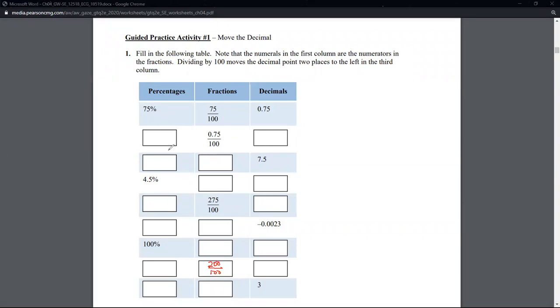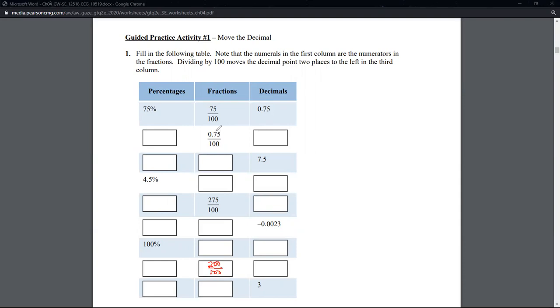So our goal is to get 1, 2, 3, 4, 5, 6, 7, 8, 9, 10, 11, 12, 13, 14, 15, 16 answers. I will do the first two with you. We'll do these together, and then I'm going to let y'all work on the rest. So I'll give you maybe 5 minutes to work on a pair, and then I'll go over them, that kind of thing. All right. So we have 0.75 over 100.